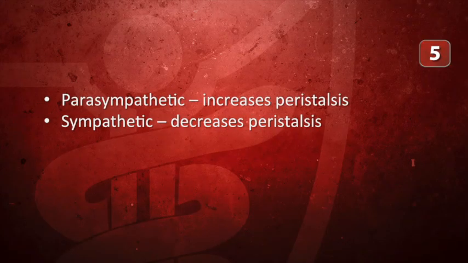Next, what's the parasympathetic and sympathetic nervous response of the GI tract? So, the parasympathetic nervous system increases peristalsis, and the sympathetic nervous system decreases peristalsis.